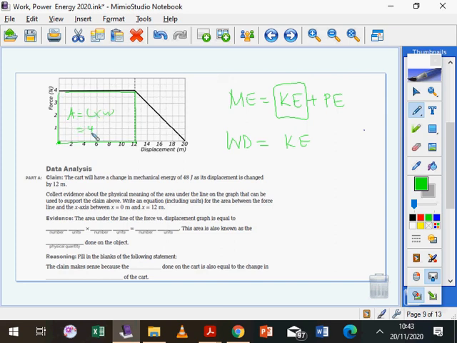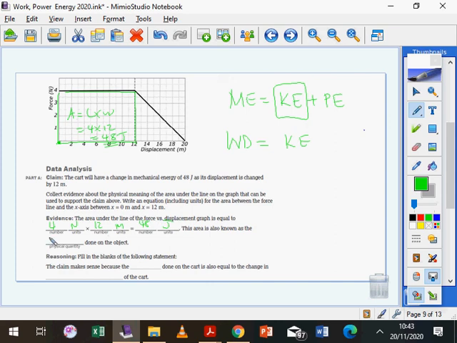Since the work done from 0 to 12 is 48, the claim is true that the change in mechanical energy is 48 joules. So I've calculated the area by taking a force of 4 newtons times a distance of 12 meters to get 48 joules, right? This area is also known as the work done on the object.